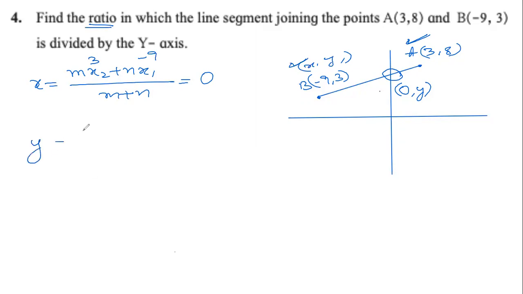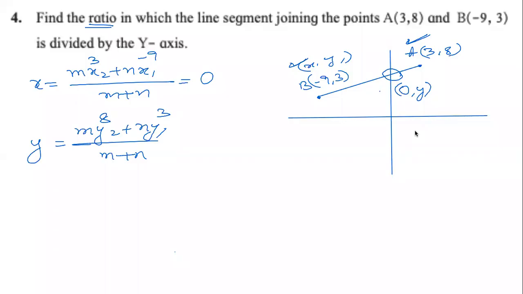Similarly, y equals (my2 plus ny1) by (m plus n), right? So here also we know the values of y2 and y1. What are y2 and y1? y2 is 8 and y1 is 3. So we have 2 equations. When we solve these equations, we will get the value of y. This is how we will proceed.